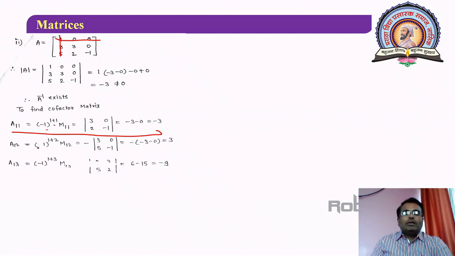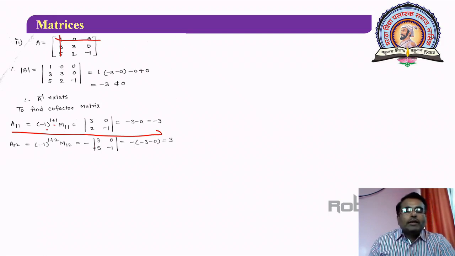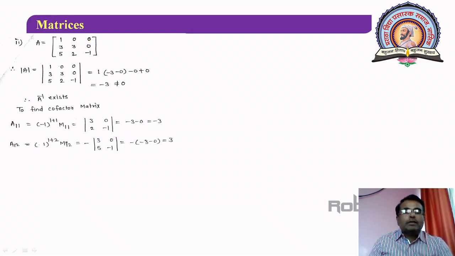Similarly, you can consider A12. For A12, minus 1 raised to 1 plus 2 is there, and therefore here a minus sign is expected. So the minus sign is coming here because it is an odd power, 1 plus 2 is 3, isn't it? And therefore again 3 0 5 minus 1. See here, for this element you have to delete this row and this column. So 3 0 5 minus 1. In this way you will get the next minor and its cofactor.